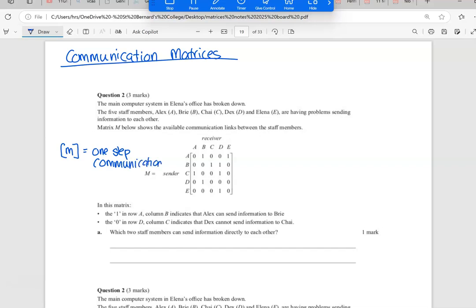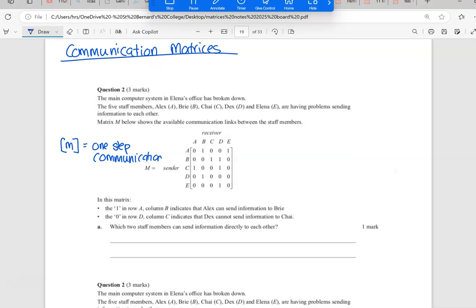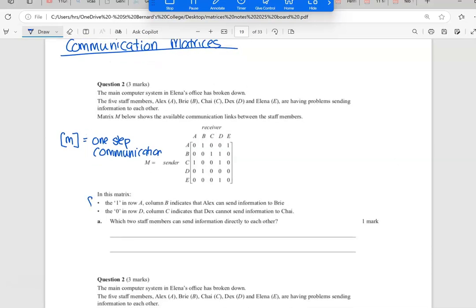If you look down, you can see this one-step communication matrix only has ones and zeros, which is what we call a binary matrix. Now, in your exams, they are always going to state this stuff, and it's just information that you know. It's going to say that a 1 means that someone can communicate with someone else. They're just explaining it out. You already know that, but they have to put it in there. So you don't need to worry too much about that.